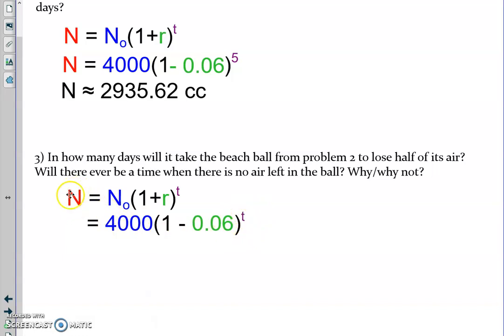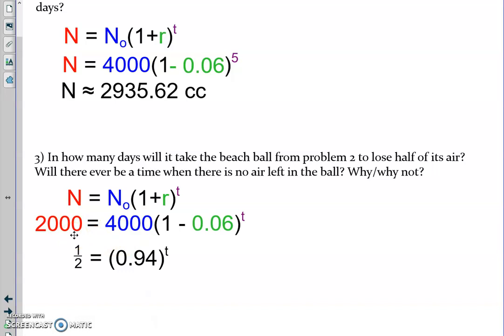I do know this N value. The question is, how long will it take to lose half of its air? Well, if it started out with 4,000, half of that would be 2,000. So solving this is a little bit tricky. Notice that the variable's trapped in the exponent. So the first thing I did is I cleaned this side up and I got rid of that 4,000. So we are right there. 1 minus 0.06 is 0.94. And then this 4,000 I divided on both sides.